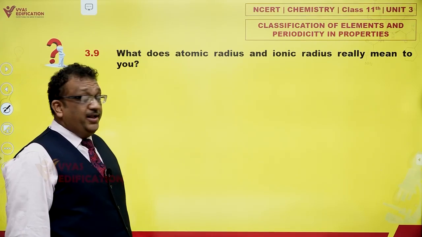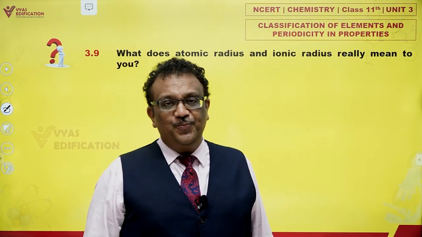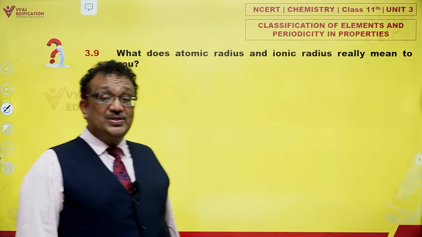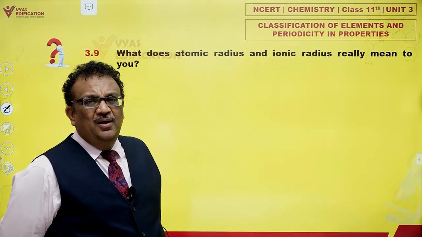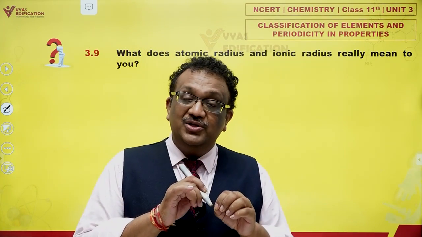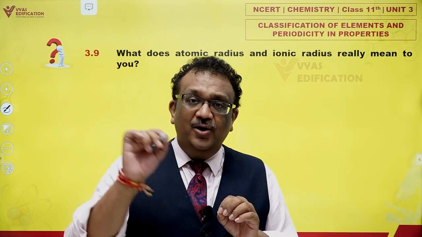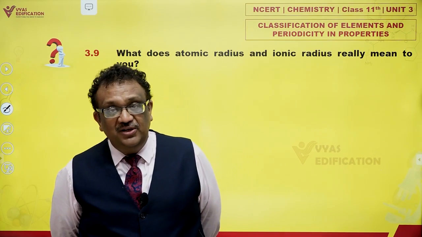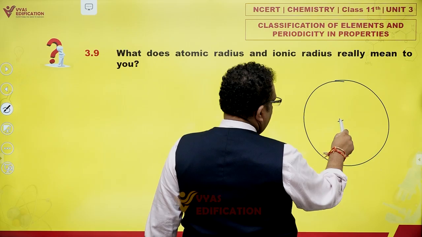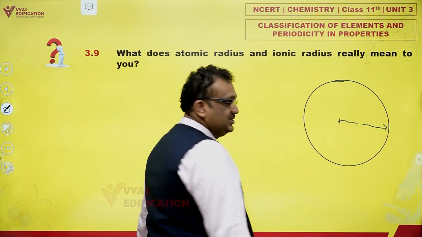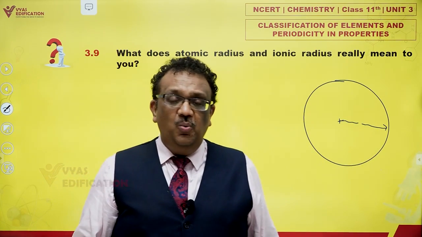What does atomic and ionic radius really mean to you? This sounds a bit interesting. They're asking about the meaning of atomic radius and ionic radius. How do you decide the radius of a circle? You start measuring from the center and you go outwards till the boundary. In the same fashion, when we draw an atom, we should be able to say that this is the radius, right? But there's only one problem.